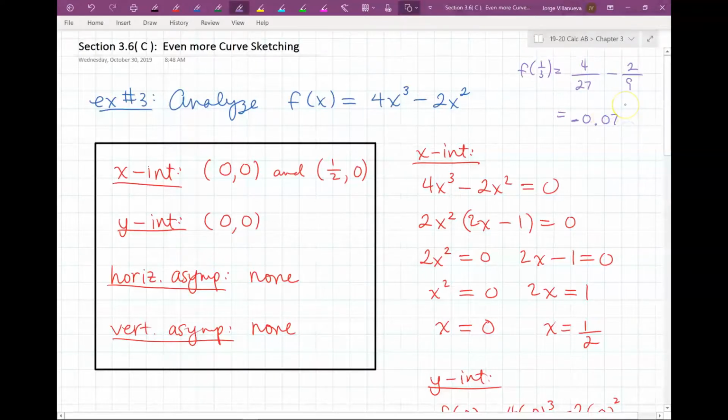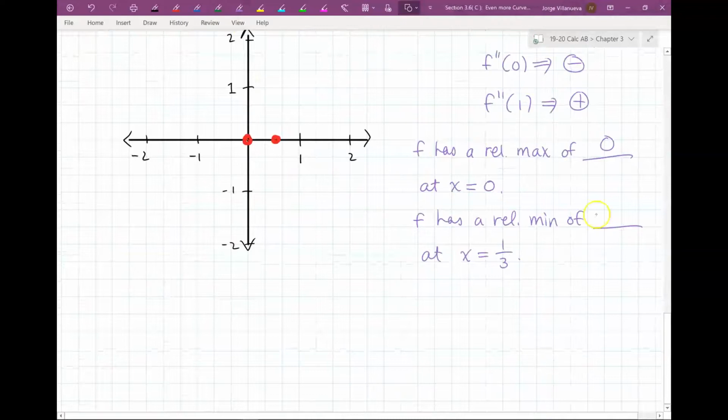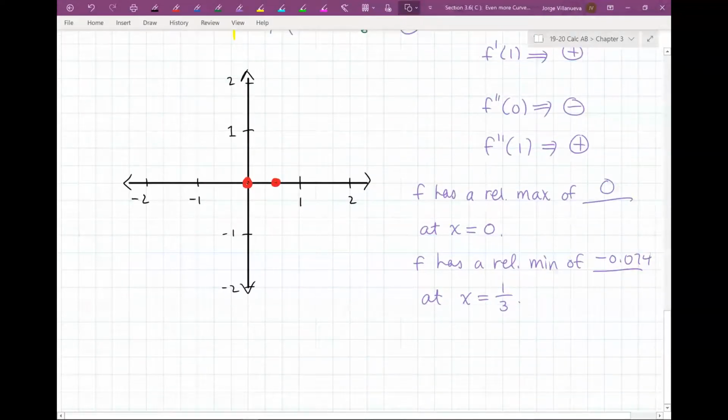So 0.074. Okay. So let me put that right here. Negative 0.074. So it's going to be really, really close. Like right here. Not even right there. It might actually be really, really close over here, right? But I'm just going to sketch it. I'm just going to kind of put it approximately. So there you go. Okay.